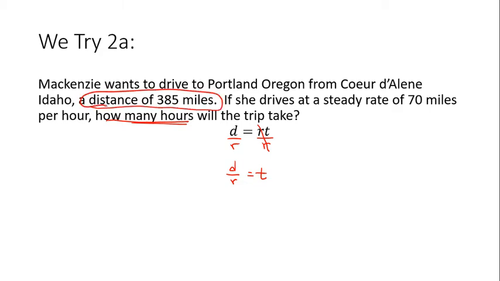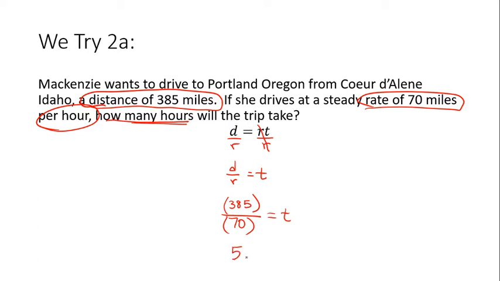So right here I see that my distance is 385 miles. So I'm going to plug that into our formula. 385 over our rate of 70 miles per hour. I'm going to plug in 70, and that's going to be equal to our time. So now I can do this one on my calculator and find that my time will be 5.5 hours. My t will be 5.5 hours.